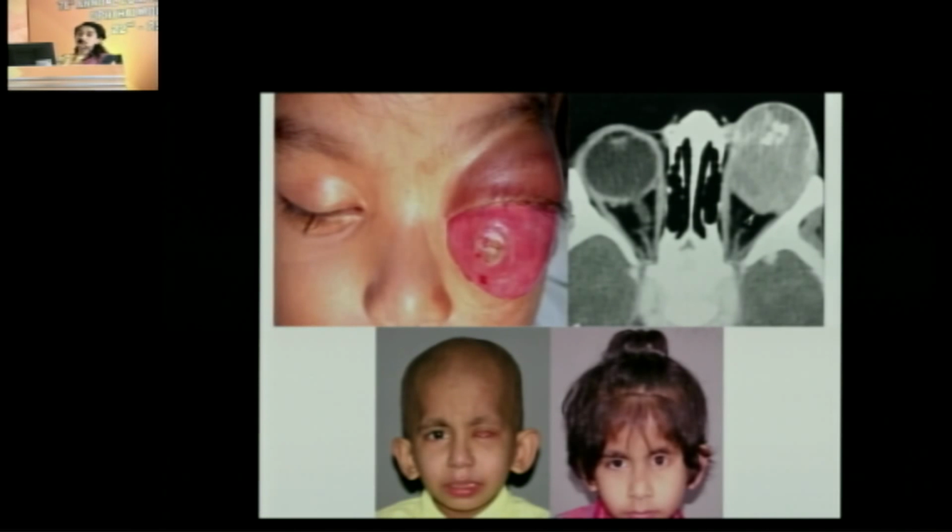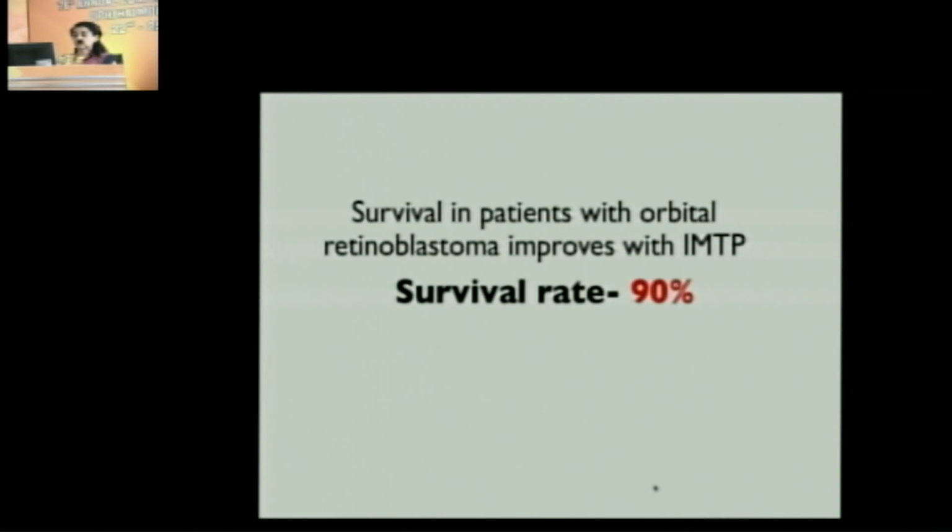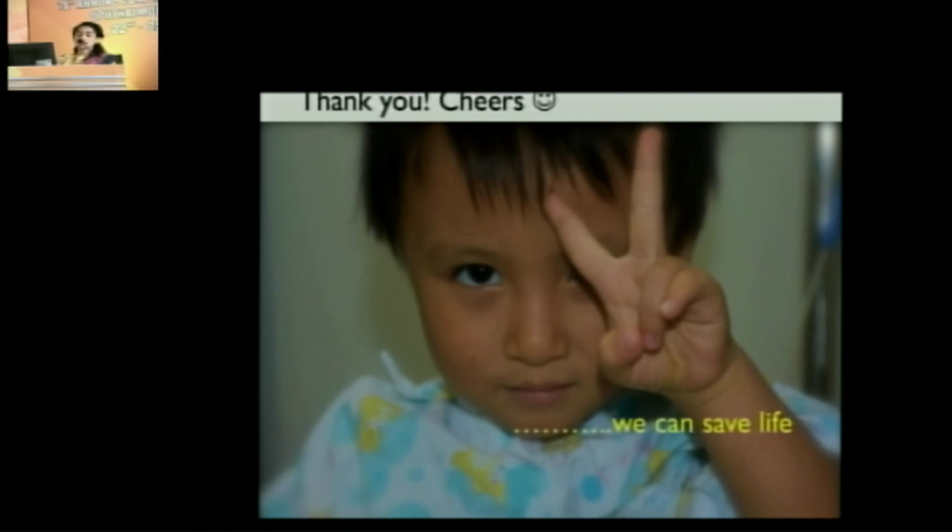This was the first child in our series, and he's absolutely doing fine. You can see how cosmetically also the child is rehabilitated. So survival in patients with orbital retinoblastoma improves with IMTP, with a survival rate of 90%.